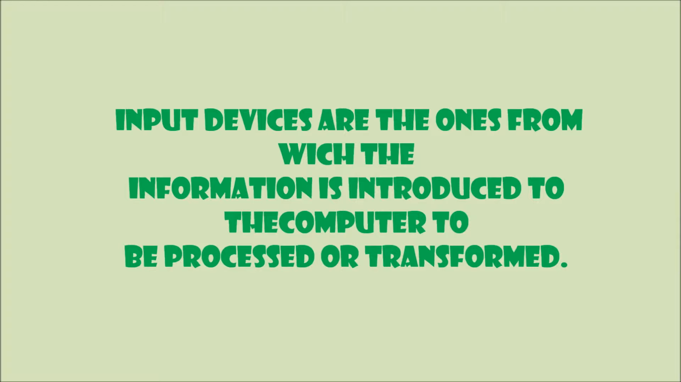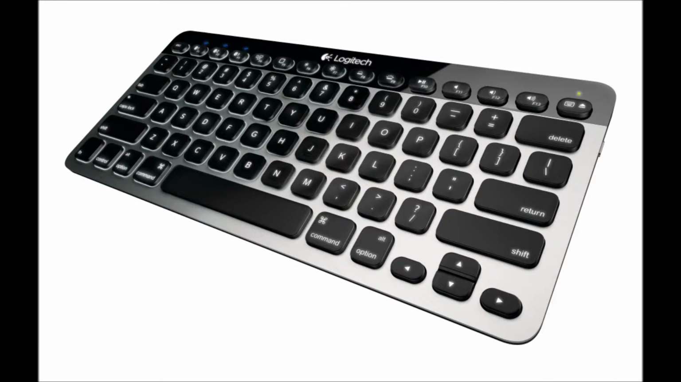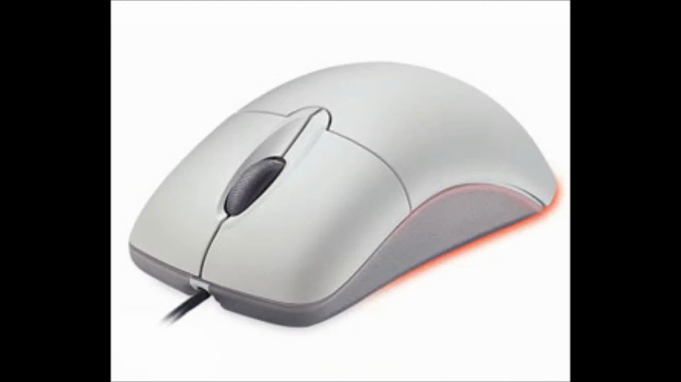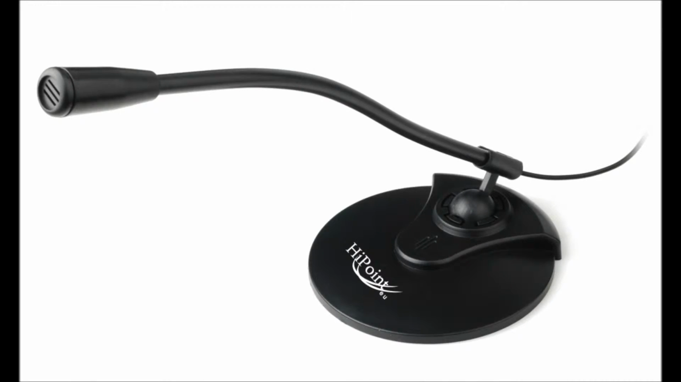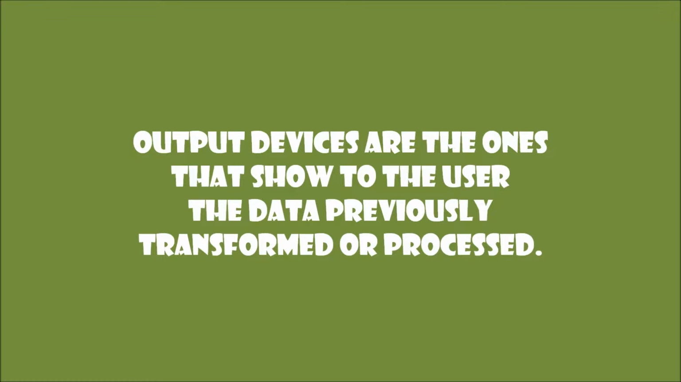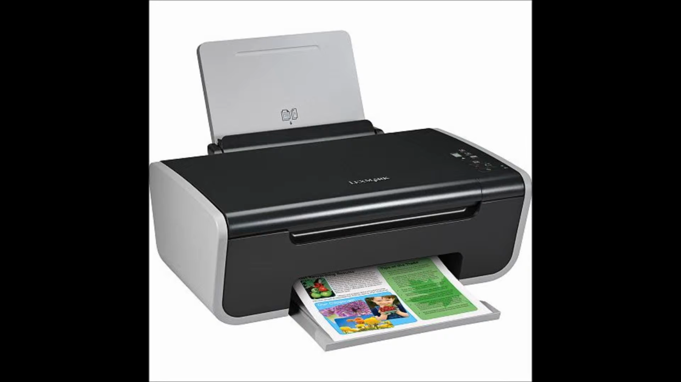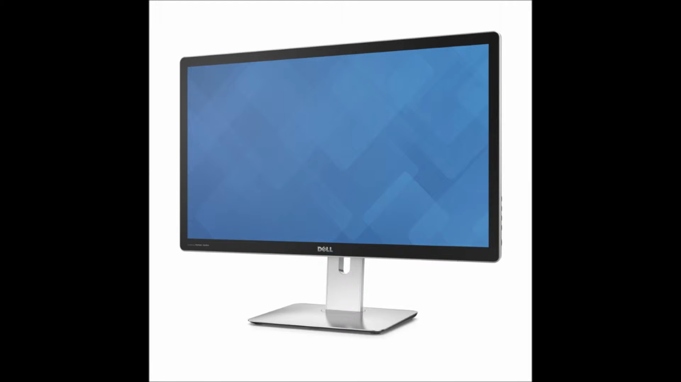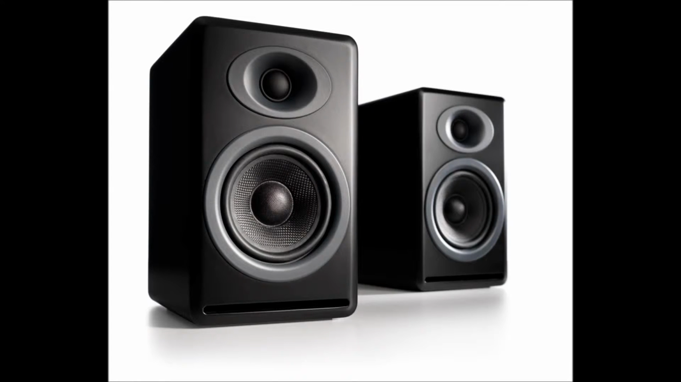Input devices are the ones from which information is introduced to the computer to be processed or transformed, such as a keyboard, barcode reader, scanner, mouse, webcam, microphone, touchscreen, etc. Output devices are the ones that show the user the data previously transformed or processed, such as a printer, which shows the information in written form, a monitor, which presents it in visual form, or speakers, which present it in sound form.